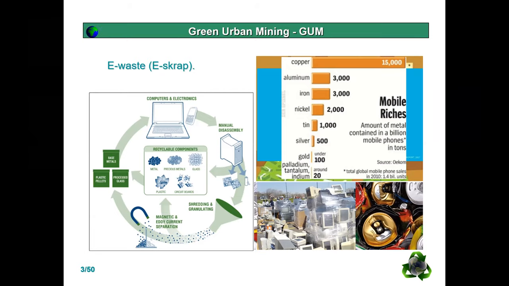So if we use urban waste, in some cases we can get much more minerals like copper, aluminium, iron, nickel, silver, gold than when we extract these raw materials from geological resources. This is also the basic idea of green urban mining: part of the mineral resources we can today get from urban wastes. In the case of Slovenia, I will show you that this percentage today can reach almost 40%.